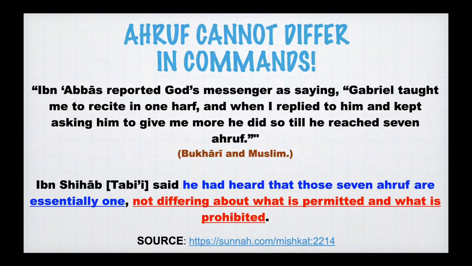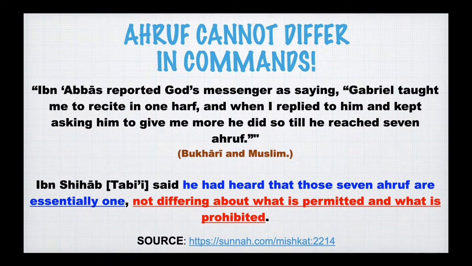The hadith is in Al-Bukhari and in Muslim, and I have the reference there from Sunnah.com. Ibn Abbas reported God's messenger saying, Gabriel taught me to recite in one harf, that's a singular harf, and when I replied to him and kept asking him to give me more, he did so till he reached 7 ahruf. Okay, now we have one of the companions here. Now, who's Ibn Shihab? Who's that?